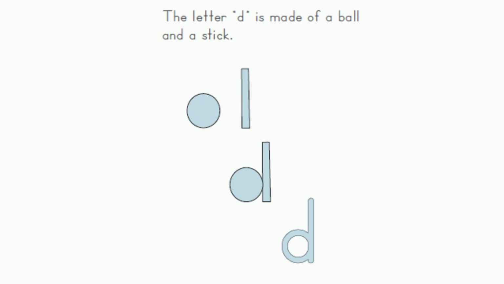Do you remember how the letter D is made? Yes, letter D is made of a ball and a stick. Yes, there is a ball and a stick. When a ball is attached to the bottom of the stick, the letter D is formed.